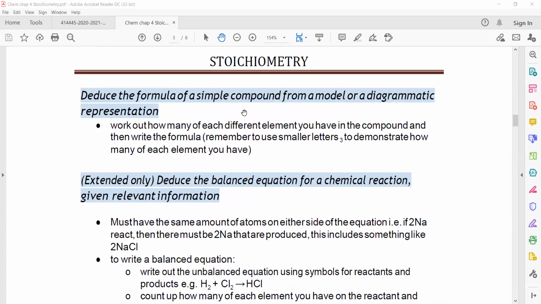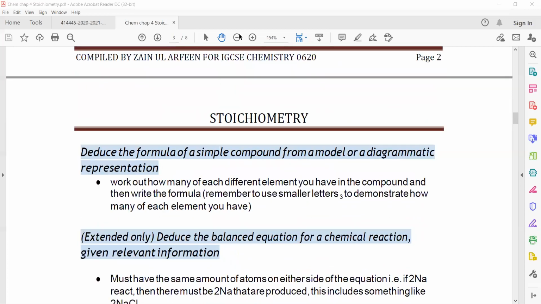Deduce the formula of a simple compound from a diagrammatic representation. For example, sometimes a structure is given and you have to identify the formula. If a compound's structure is given, how can you deduce its formula? It contains one nitrogen and three hydrogen, so it will be NH3. From the structure, you should be able to predict the formula.